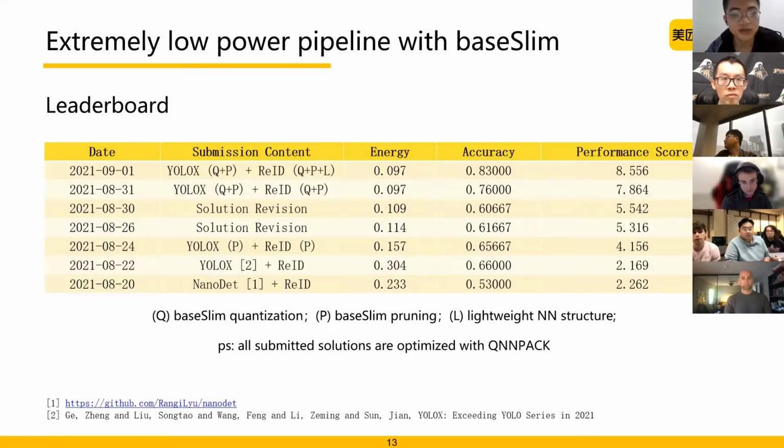These are our submissions. The top one is YOLOX with BaseSlim quantization and BaseSlim pruning, and the re-ID with BaseSlim quantization, pruning, and the lightweight structure. All submitted solutions are optimized with QNNPACK. Finally, we got a score of 8.556, which is second place in this challenge.